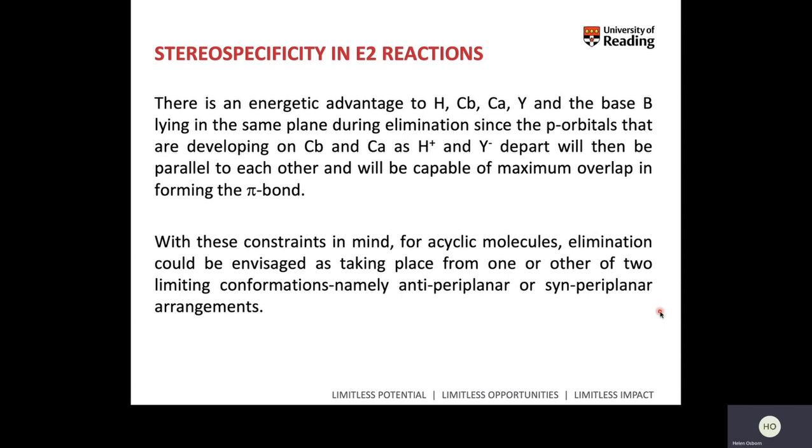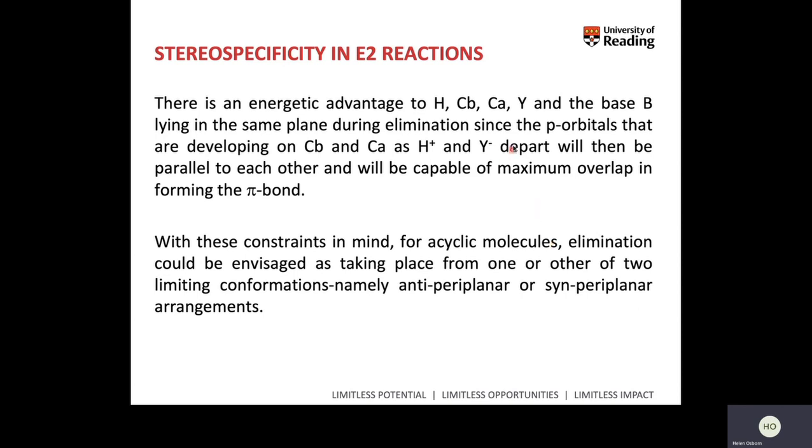So when we think about this elimination occurring, we have to think about the orbitals and how they're going to align in that transition state as we go from our starting material through to our alkene product. Because we're making a double bond, an alkene pi bond, we need to have the p orbitals in a planar arrangement, so that if they're in the same plane, they can overlap during the elimination to give the extra overlap of the double bond, the alkene.